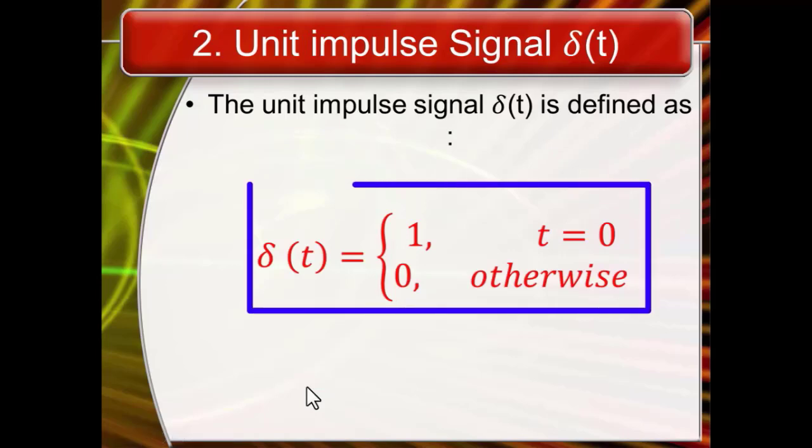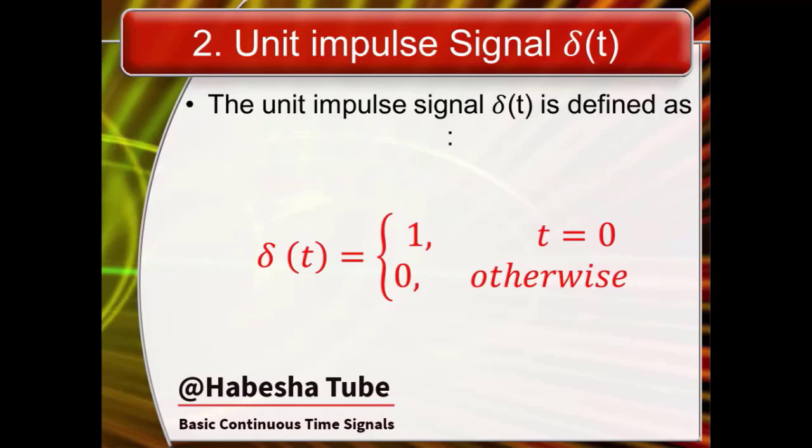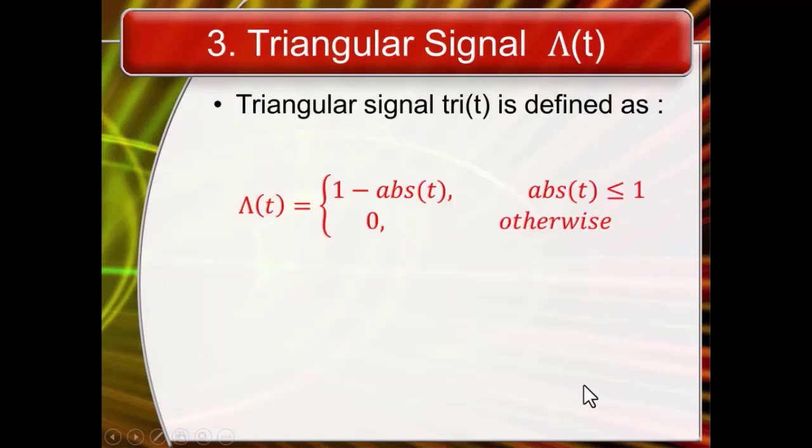The second basic continuous time signal is delta of t. Delta of t is defined mathematically as 1 for t equal to 0 and 0 otherwise. Graphically, we can represent delta of t like this. So it is 1 at t equal to 0 and 0 for all other values of t.